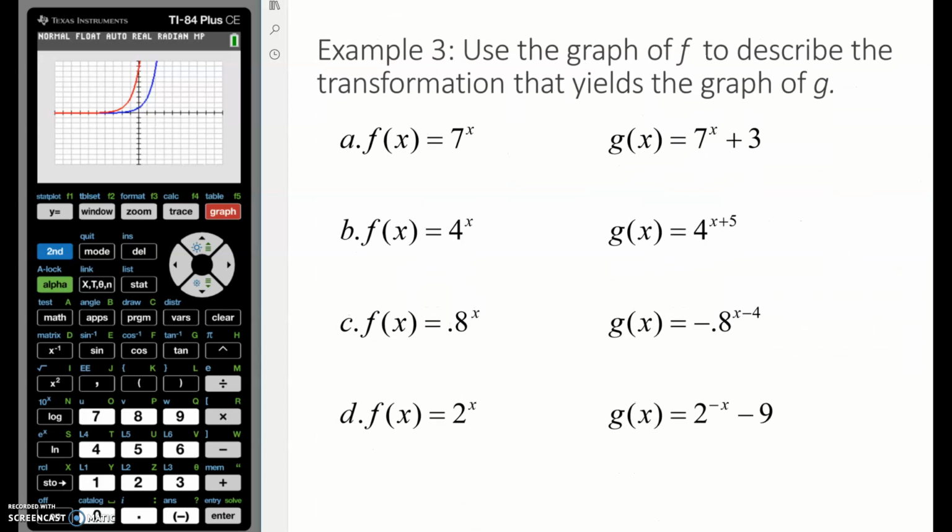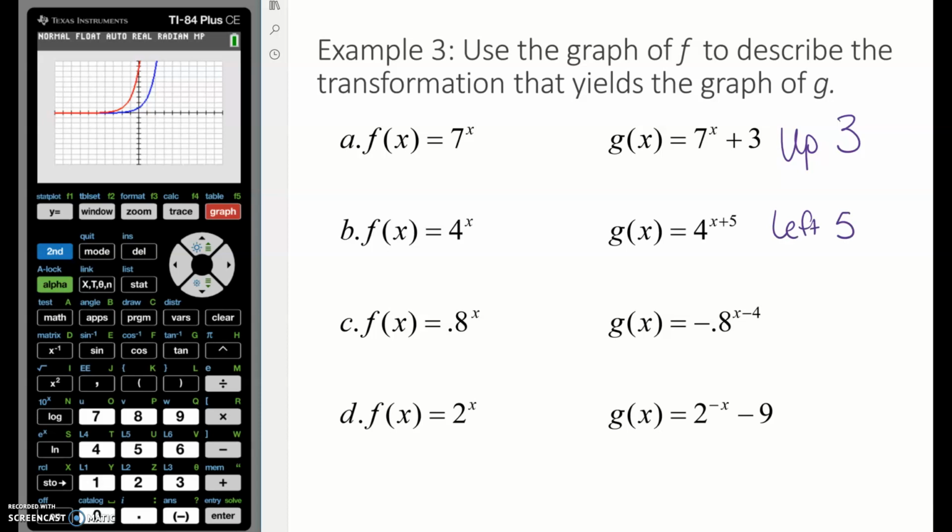And this is what you're going to do on part of your assignment, look at F, look at G, and decide how these graphs have changed. So in part A, this plus 3 is going to mean up 3 because it's not in the exponent. Not in the exponent is vertical movement. In the exponent is horizontal, and it's backwards. So plus 5 means left 5.